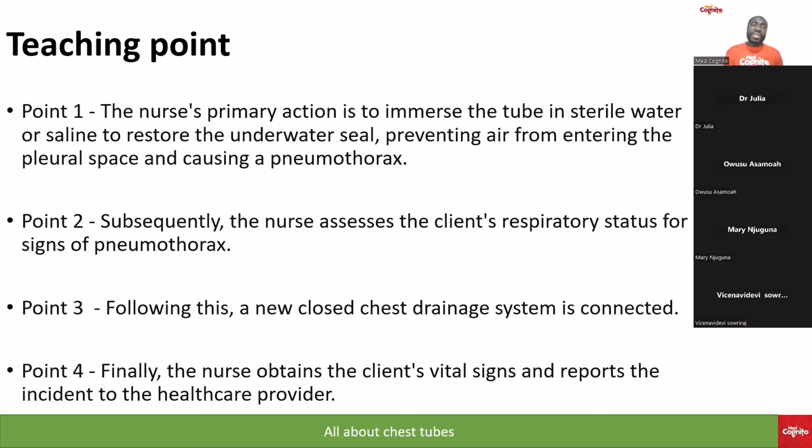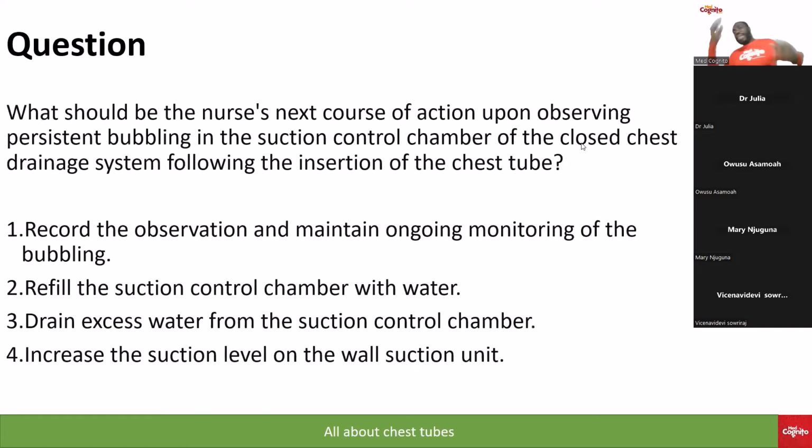Then point two, the nurse assesses the client's respiratory status for signs of pneumothorax, because you don't know how long that thing has been there. And you don't know when the patient has been sucking in air. And if there's severe pneumothorax, it can kill the patient, right? And then you put in a new closed chest tube drainage. Then finally, the nurse obtains the patient's vital signs and reports the incident to the healthcare provider. This is the sequence. Please, does it make sense now? Beautiful. Let's try the second one.